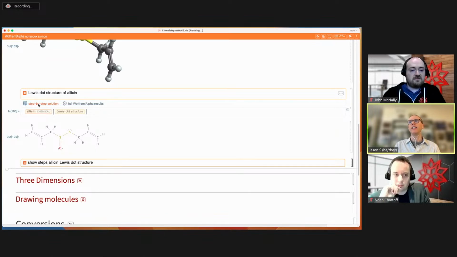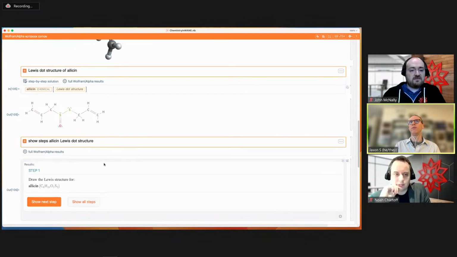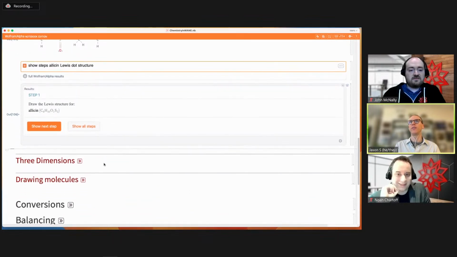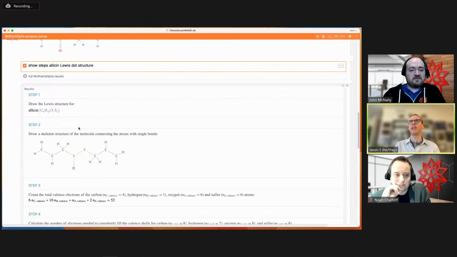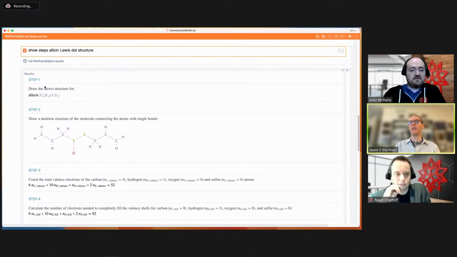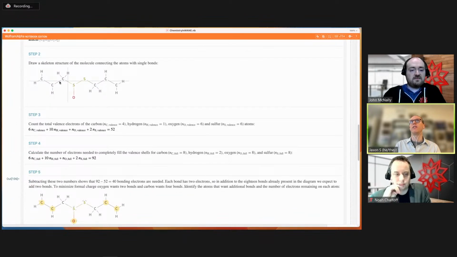And so if we click on that, it opens up a new input cell, and then we can go through the step-by-step results for building this Lewis structure for the molecule of allicin. You could go one step at a time, but in the interest of time, I'm going to have it show all of them. We start off with a restatement of the problem, in this case drawing the Lewis dot structure. And then we draw out the skeleton structure.